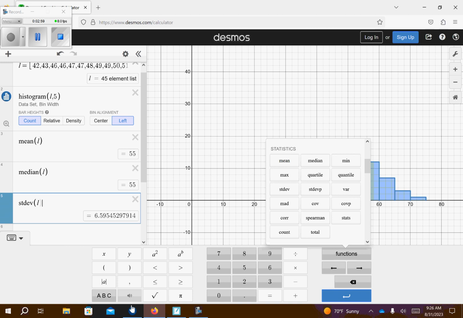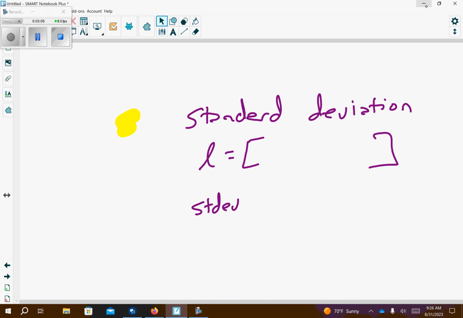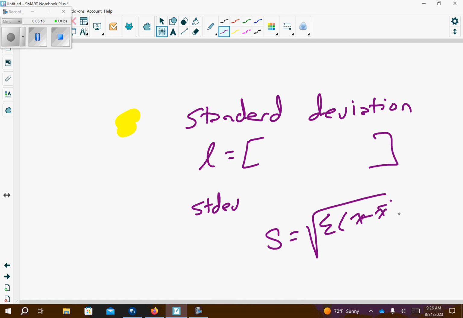Standard deviation is how far away from the mean you are. The standard deviation is always positive. The standard deviation is not resistant to outliers. You don't have to go and find the standard deviation by hand, though they tell you that the equation for standard deviation is this, which takes a lot of time to do. So we're not going to have you do it by hand. You can always use Desmos to find it. The standard deviation cannot be a negative number.